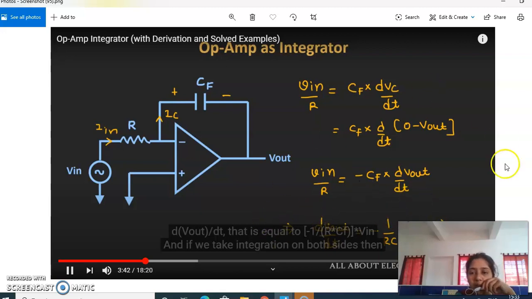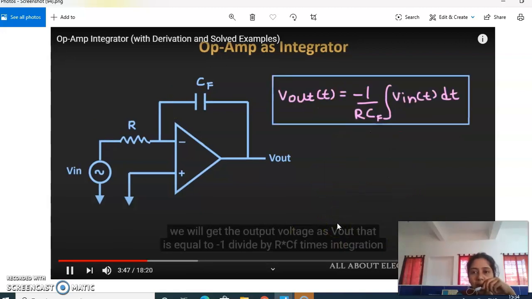By rearranging the equation, taking CF to the other side, I get d by dt of Vout equals minus 1 by R into CF times Vin, and we apply integration on both sides. Then we get Vout equals minus 1 by R into CF times the integration of Vin dt.